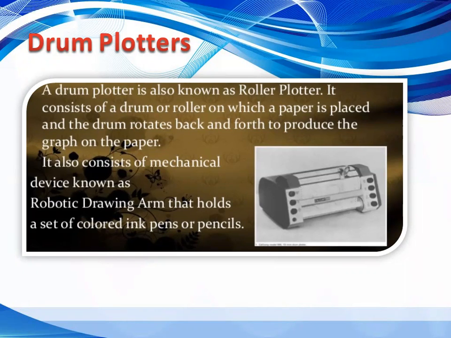We do not have a fixed length like a flat bed plotter. In a flat bed plotter, we have a specific length of cloth for printing, but in a drum plotter, it can vary. So we have a drum which can rotate and the pens are used to move and print images on the paper or on the cloth.